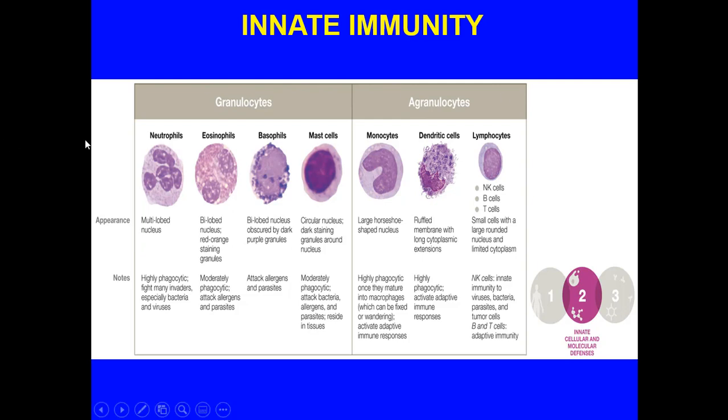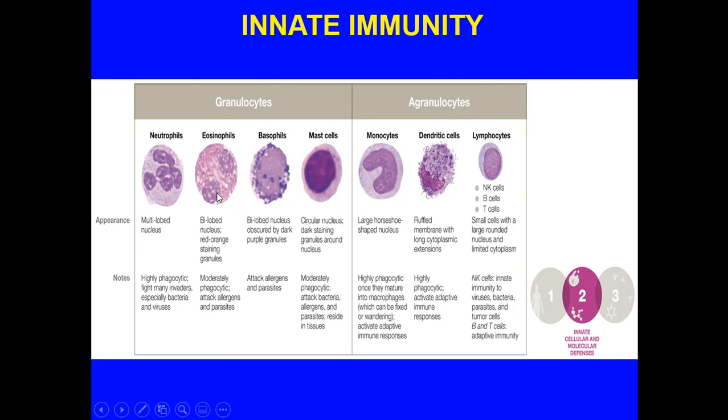Now, if you take a look here at the granulocytes, you see the neutrophils. No, those are not separate. They're actually connected together. But this is what you get. It's also referred to as polymorphic neutrophils, PMNs. They have a multi-lobed nucleus, but they're highly phagocytic, and they fight many invaders, including bacteria and viruses.